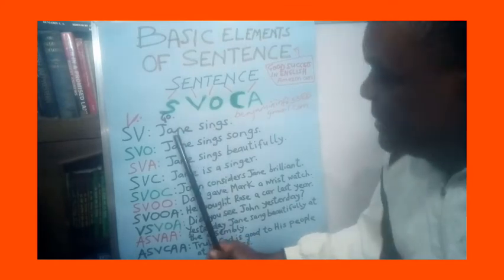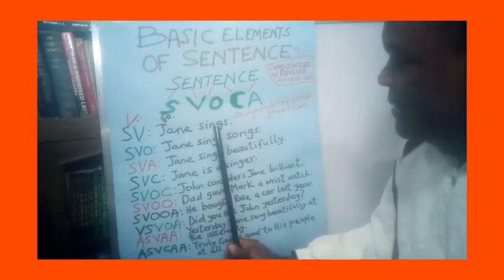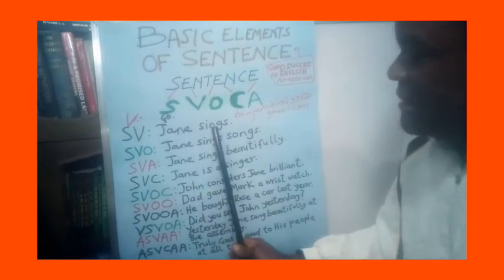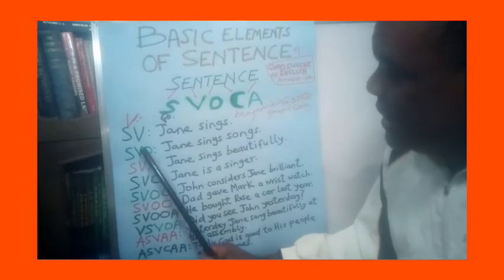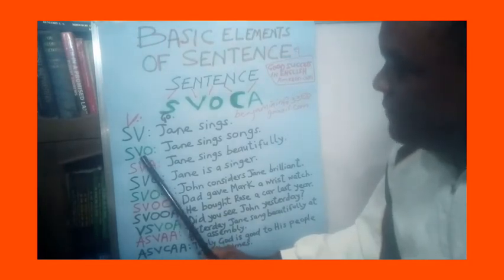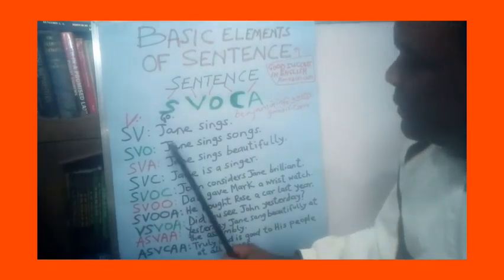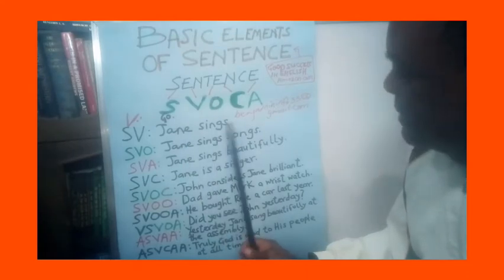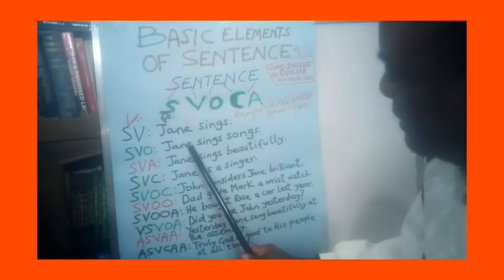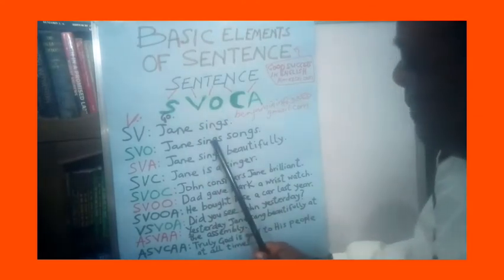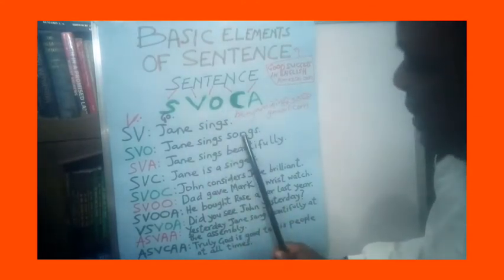So Jane is the doer of the action of singing. So when we say Jane sings, Jane is the performer here. The next structure is SVO, subject, verb, object. An example is Jane sings songs. Jane is the subject, sings is the verb, and songs is the object.